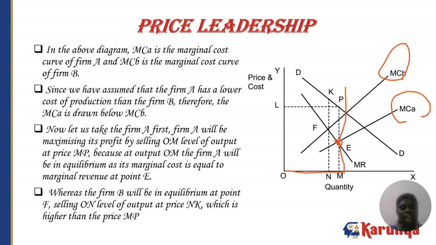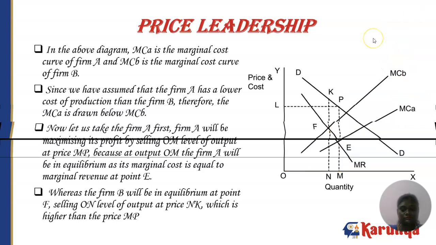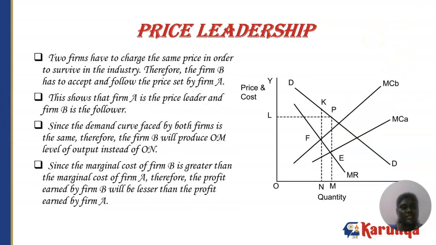Whereas firm B will be in equilibrium at the point F, selling an ON level of output at the price of NK, which is higher than the price of MP. Here the price is higher compared to firm A. But the two firms have to charge the same price in order to survive in the industry. Therefore, firm B has to accept and follow the price set by firm A. This shows that firm A is the price leader and firm B is the follower.